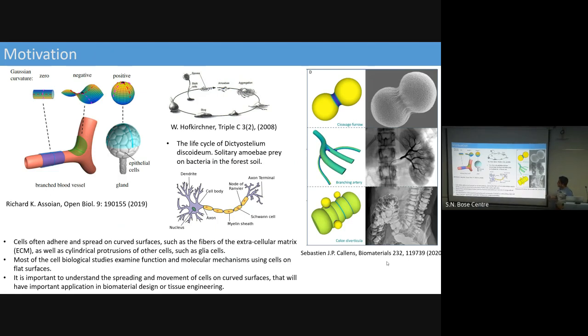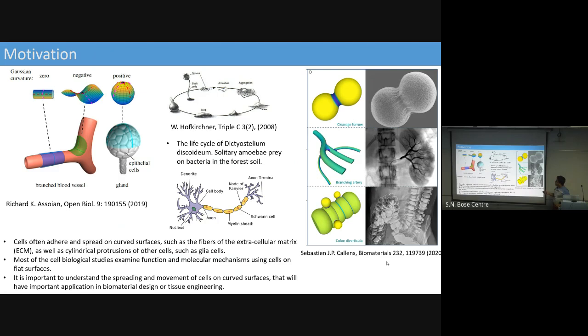One interesting example is this neuron cell. It has a cylindrical part called axon, and this one cell actually forms myelin sheaths. So they form layer by layer, many layers, and it also has to deal with this cylindrical part of the axon. Even outside of the body, there are lots of such examples.